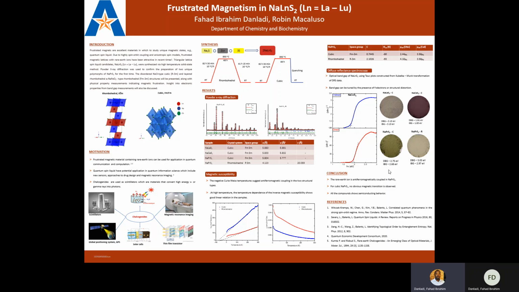So in summary, the rare earth ion is antiferromagnetically coupled in sodium praseodymium sulfide, and no obvious magnetic transition is observed, and all the compounds show semiconducting behavior, with band gaps within 1 electron volt to 3 electron volts.